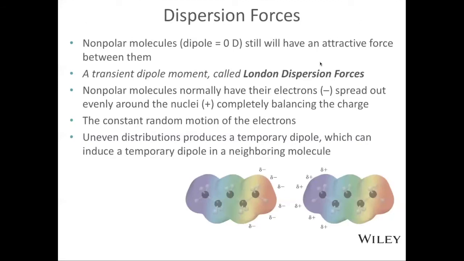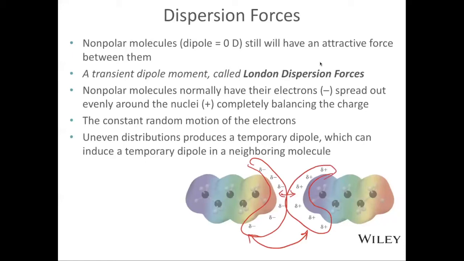These are nonpolar molecules that typically have carbon and hydrogen only, but they still do have an attractive force between them, even though the electrons and the protons and the neutrons are all kind of evenly spread out around the molecule. It's a transient dipole, meaning that it's temporary, and it's called London dispersion forces. So if this molecule here, for whatever reason, becomes partially negative on this side of the molecule, because it's so close in distance to this molecule, it induces this one to have a partial positive on this side.